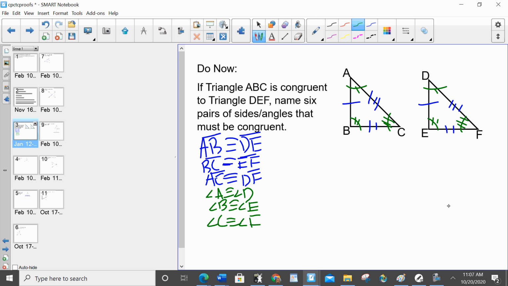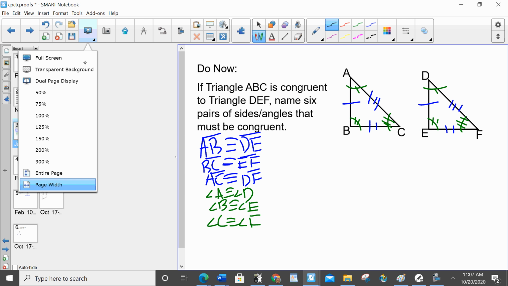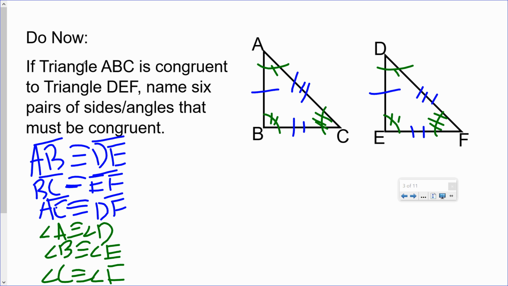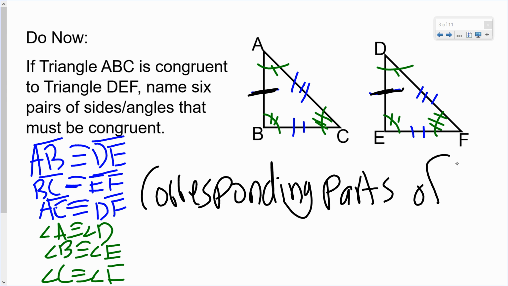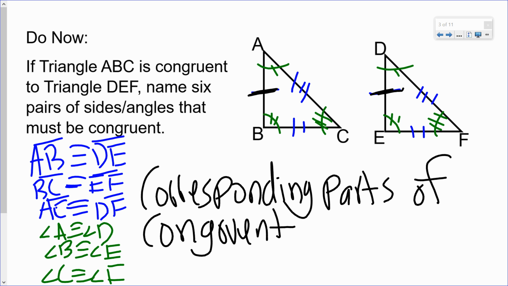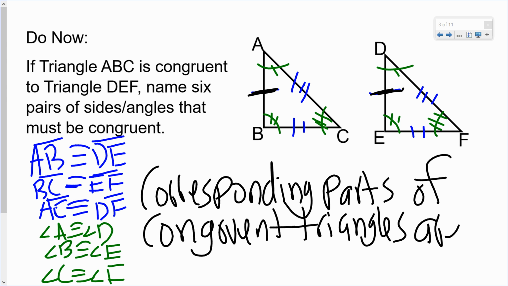So why? What's the reason? How can we put this into words? So let's say AB and DE, for example. Why are these congruent? Well, they're corresponding parts. They're both the left side of the triangle, so that's called corresponding parts. The corresponding parts of congruent triangles. So if they're corresponding parts of congruent triangles, they must be congruent.